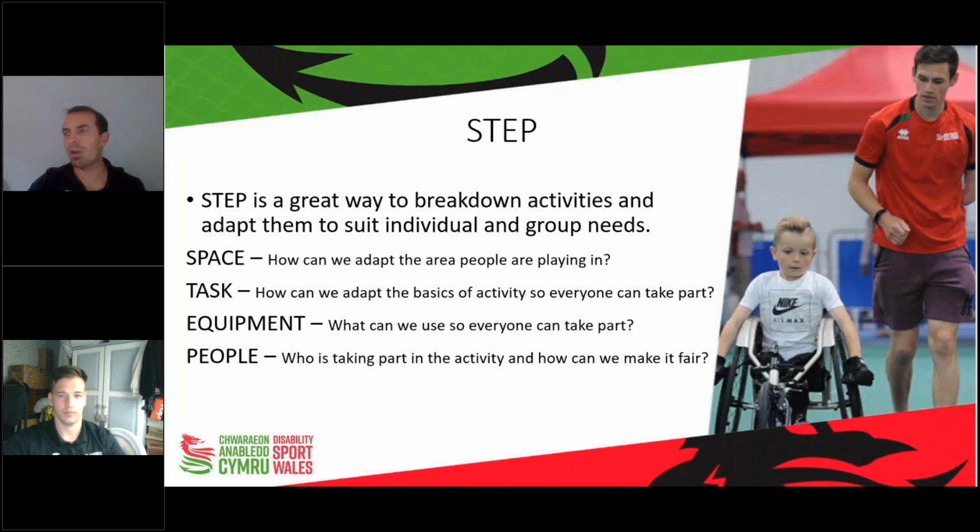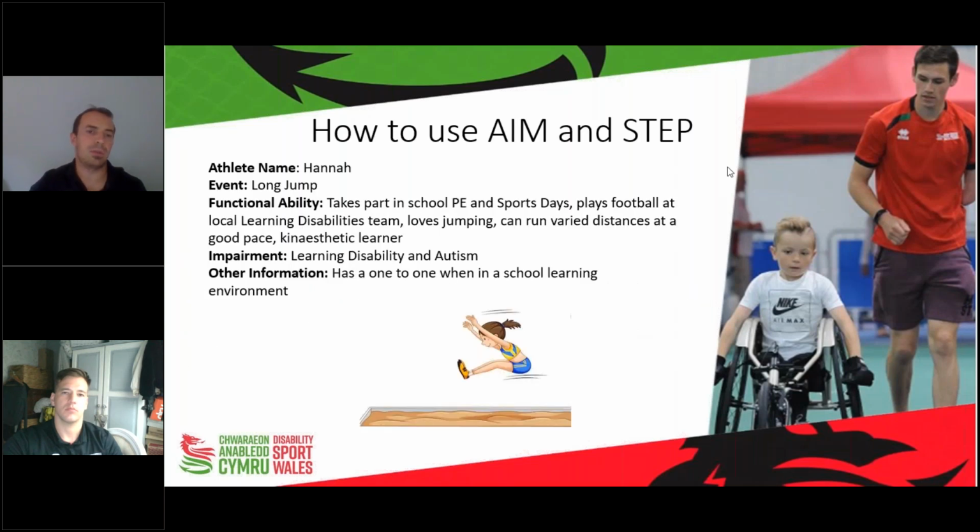So we've gone for a throw, a run, and a jump. And I've used also a physical impairment, a sensory impairment, and a learning disability as well. So we're covering the main impairment groups along with the main activities in athletics. So this is our first athlete. Her name's Hannah. She wants to take part in the long jump.